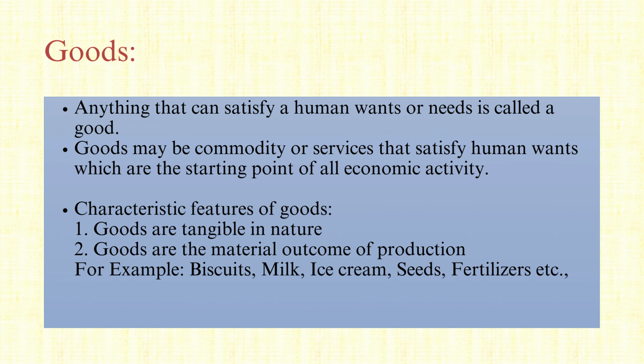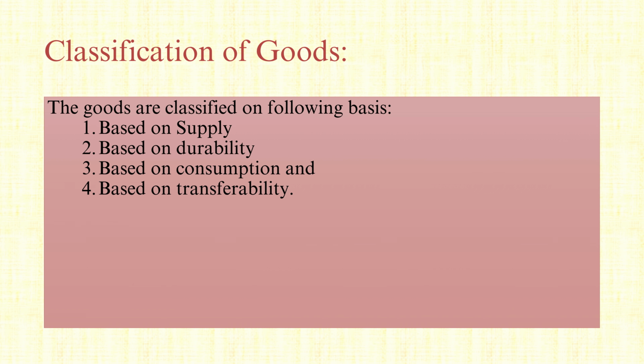Let me give you a quick example. Imagine a farmer in the Terai region planting wheat. The seeds they use, the fertilizer they apply, and finally the wheat they harvest. All of these are goods. The seeds and fertilizer are used in production, and the wheat is the final product that satisfies the need for food.